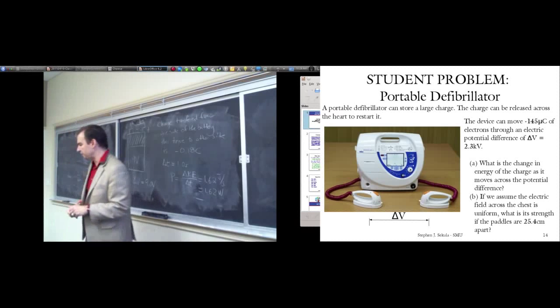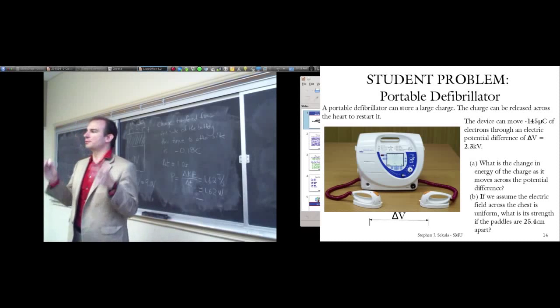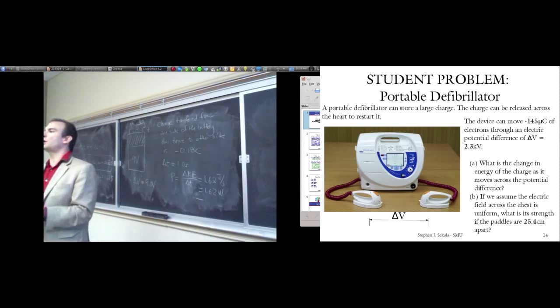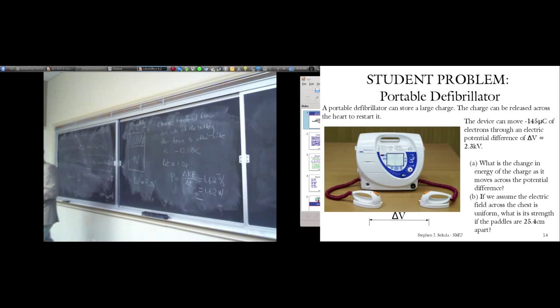A portable defibrillator. Again, you can group up and work together on this. We're going to come back to this device a little more in the class, but a portable defibrillator is basically a device for storing a large amount of charge and then delivering that charge through the human chest, with the goal of rebooting the heart.